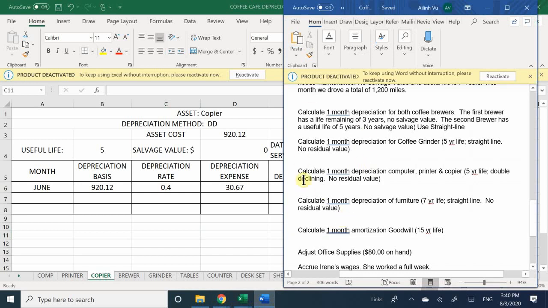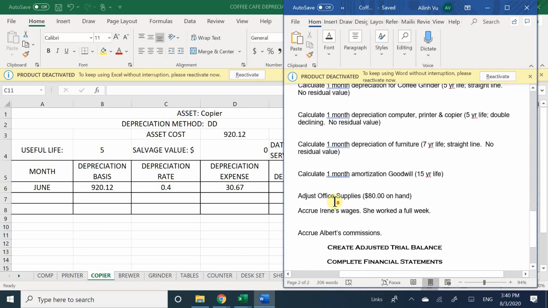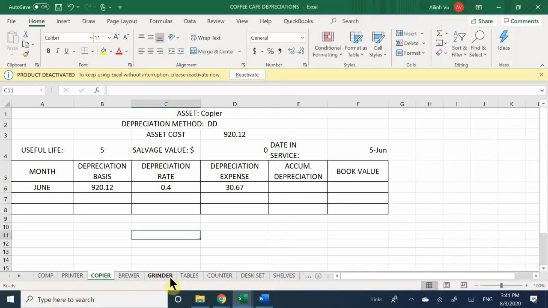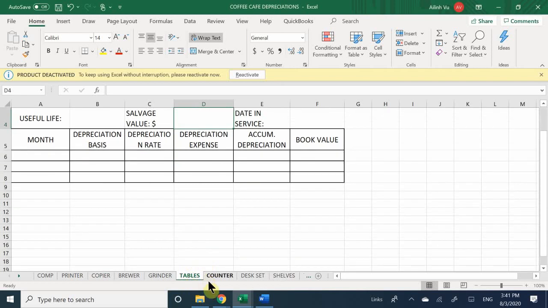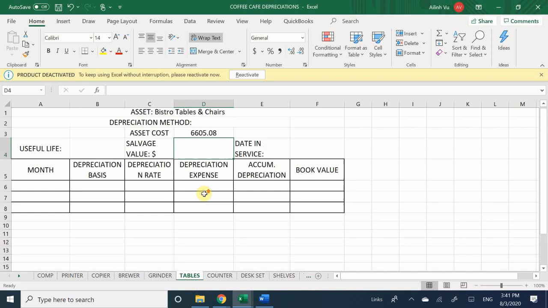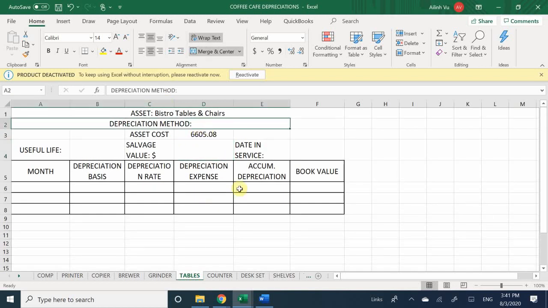Back to our scenario. Our last depreciation is going to be calculating 1 month's depreciation of furniture: 7 years, straight line, and no residual value. So that'd be the table and chairs, desk set, chairs, and display shelves. Yes, good job. Not all at once, but one at a time. All of those are included because those are all furniture. Correct.